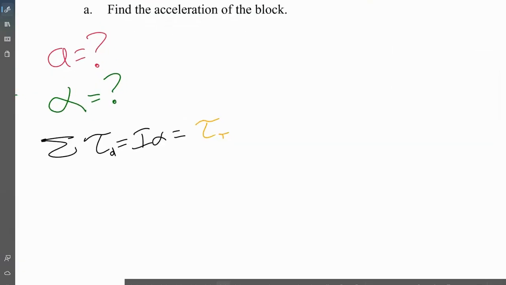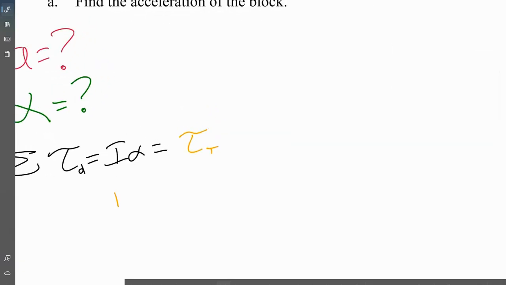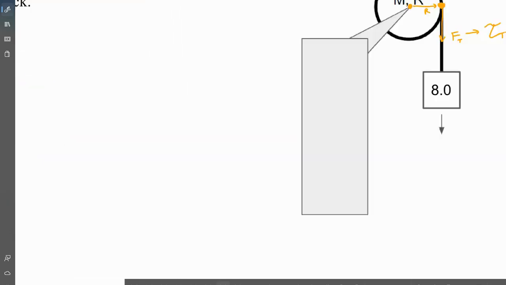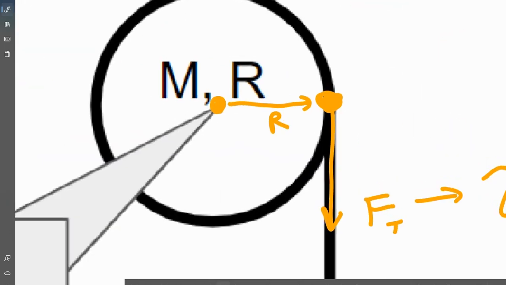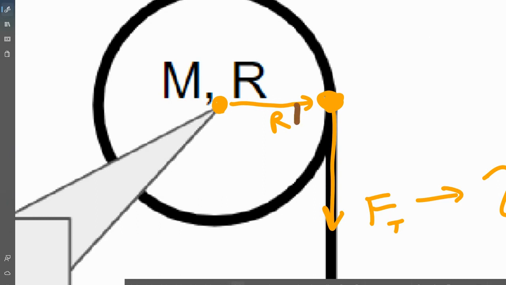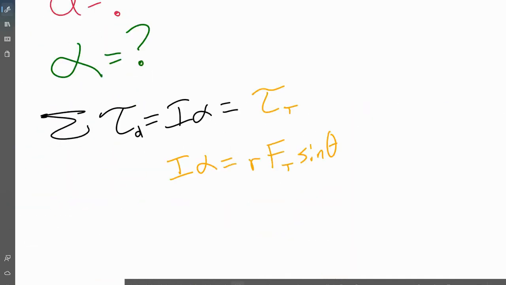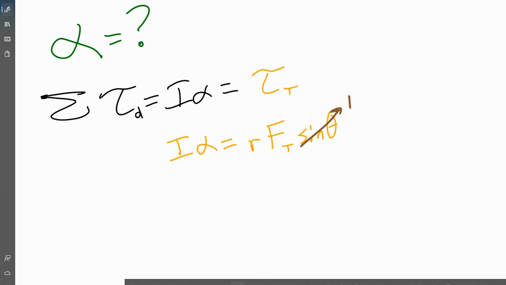All right, so if we zoom in, we can get I alpha is equal to R F tension times sine of theta. But this sine of theta, I'm going to slide over, is just like before, where our radius vector and our tension force are perpendicular to each other. And sine of 90 degrees is 1. So that sine of theta goes away.